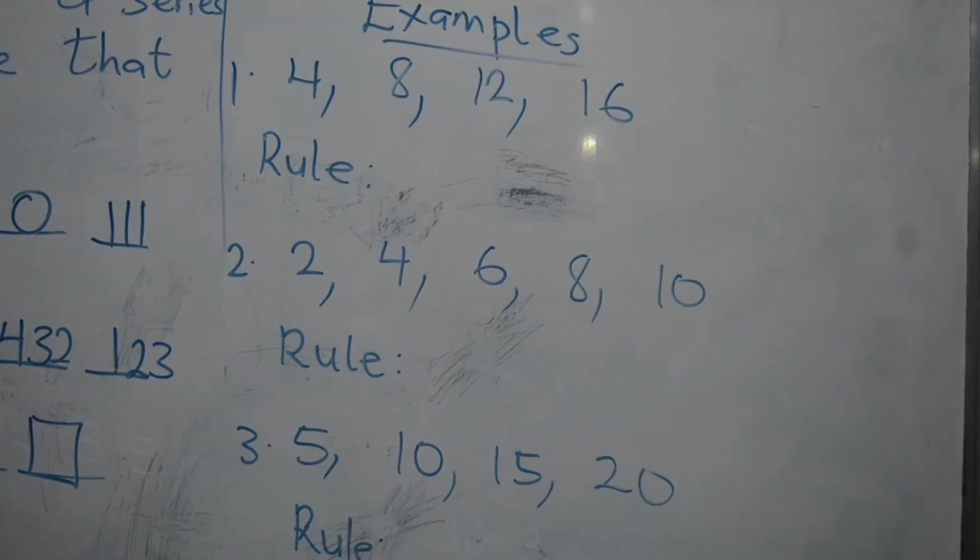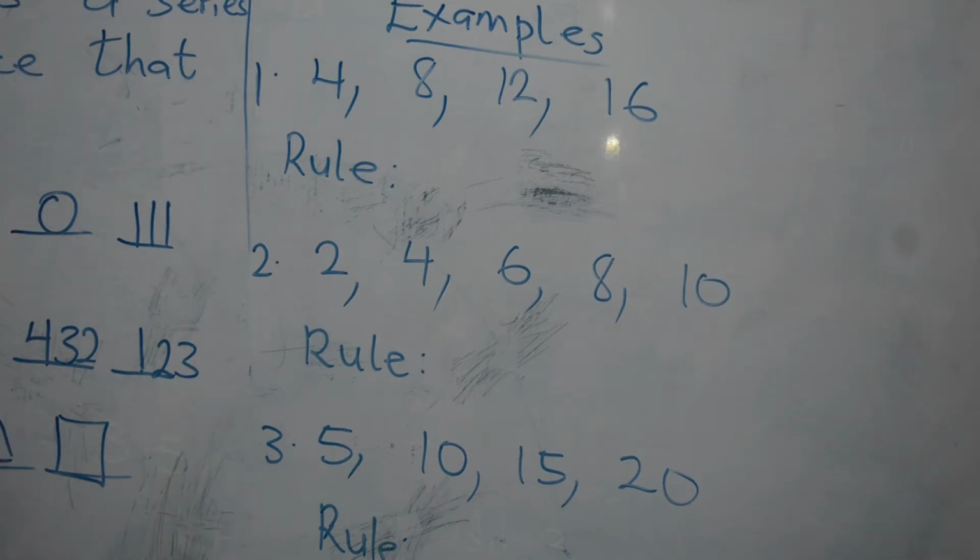As you can see on the board, we have another set of examples. But here, the rule did not give it to us. So we are going to find the rule of the following pattern. When you look at example 1, we have 4, 8, 12, 16, and we are going to find the rule of question 1.